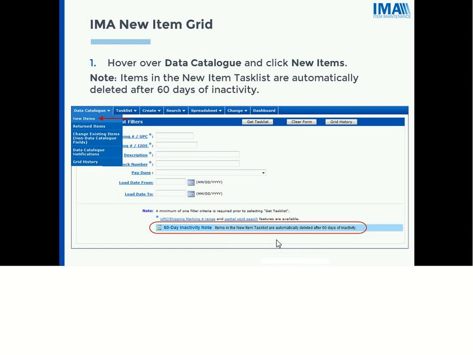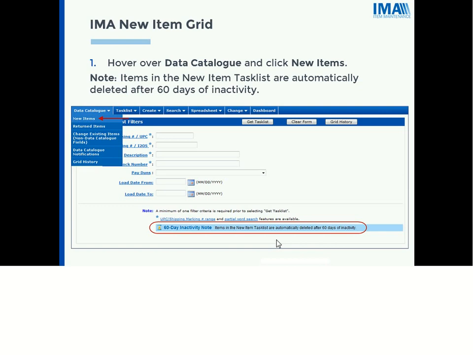One thing to take note of is that items in the new item task list are automatically deleted after 60 days of inactivity. So if you've synced over items and then you just let them sit in your task list and you don't do anything with them and then you come back 3 months later, they aren't going to be there. They will have been removed from your task list. It's not a big deal. To get them back in your task list, you would just need to resync from your data sync provider.